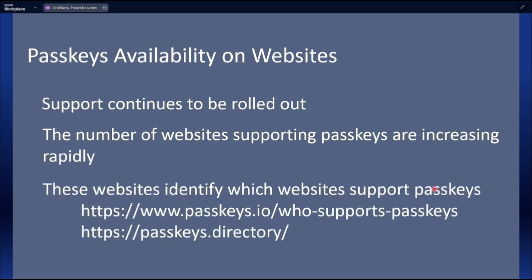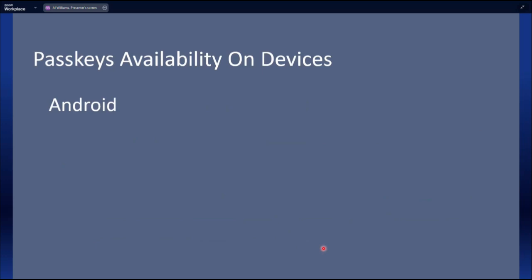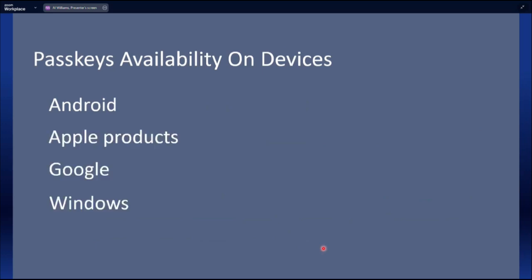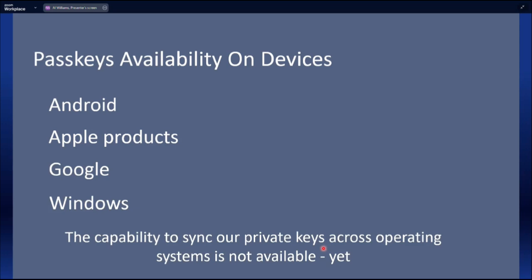Here are some websites you can go to find out which websites support passkeys. This one's at passkeys.io, who supports passkeys. And then this website, passkeys.directory, will just give you a list. Passkeys are available on a wide range of devices: Android, Apple products, Google. Google is not a device. Well, yes, it is, if I'm thinking about Google phones. But anyway, Google supports hardware security keys, Windows. But the problem is the capability to sync our private keys across operating systems is not available yet. When I say operating systems, I mean between Windows and Android, or between Windows and Apple. It just isn't there.